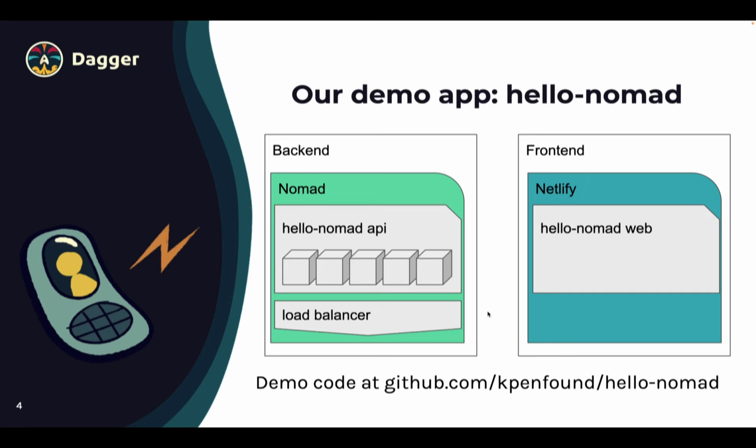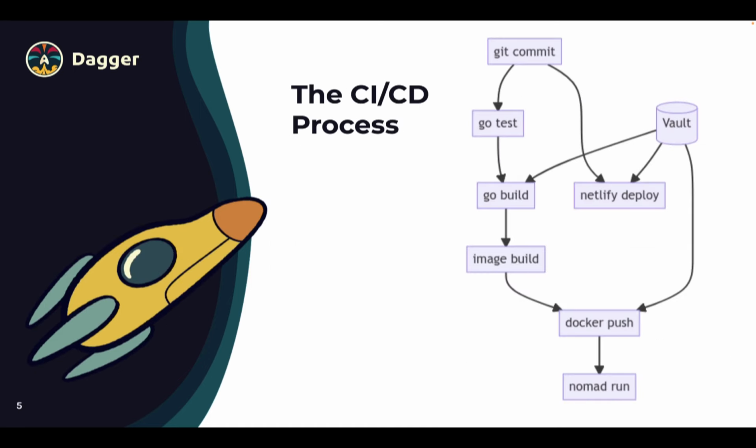When we make a change to this application, here's what our CI/CD process looks like at a high level. We make a git commit, and once that commit has been pushed, it'll kick off our CI/CD processes. For our backend, that means we're going to run go test to make sure that our Go application is passing all of its unit tests. Then we run a Go build, and that Go build actually depends on secrets from Vault, so we're connecting to our secrets provider at that stage.